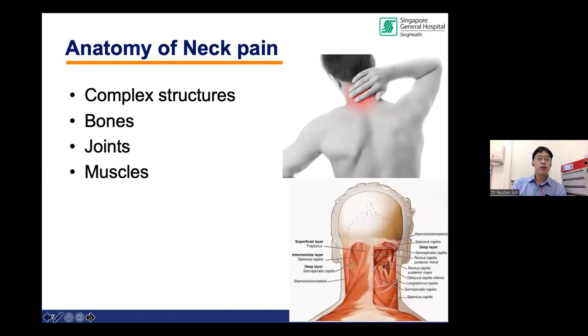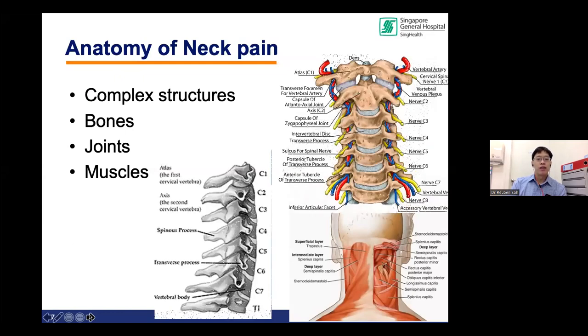Now, how does this neck pain come about? So of course, there are many complex structures in the neck. You can see here the front and the back, there are so many nerves and bones and discs. But I think essentially what we focus on, especially when we come to our treatment, is managing the disc as well as managing the facet joint, which is located in the back of the spine.